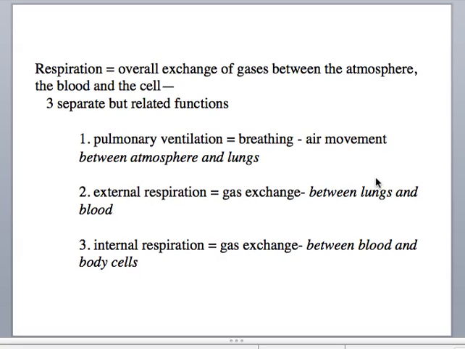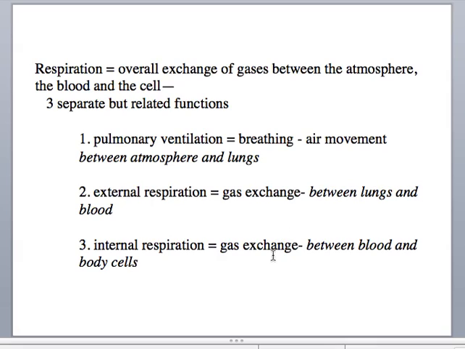Then part number two is called external respiration, and that is gas exchange between your lungs and the blood. So gas is going from the lungs, for example, oxygen is going from the lungs into your blood, and at the same time, CO2 is coming out of your blood and going into your lungs, and you're going to breathe it out.